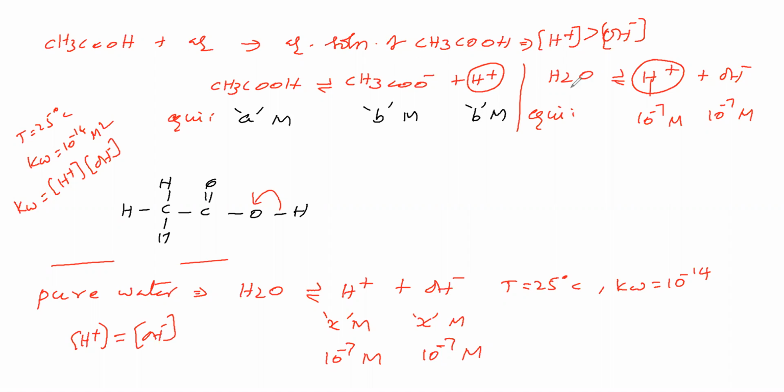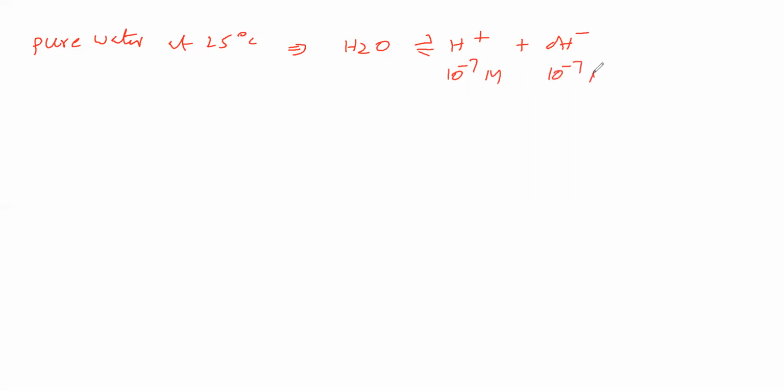Sir, okay. So what is the concentration of H plus and what is the concentration of OH minus? How do we know it in this case? That we will see. Now first I will take pure water at 25 degrees Celsius. In that pure water, equilibrium is possible. H2O is in equilibrium with H plus and OH minus. Here the concentration of H plus and OH minus is 10 power minus 7 molar at 25 degrees Celsius.